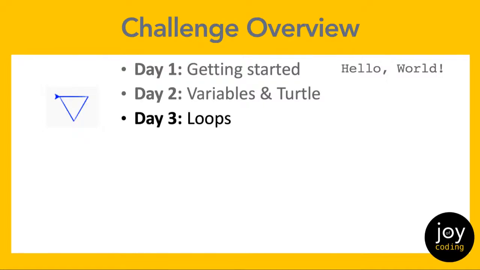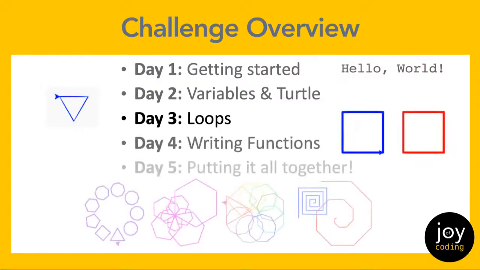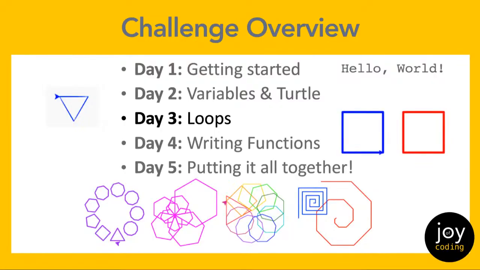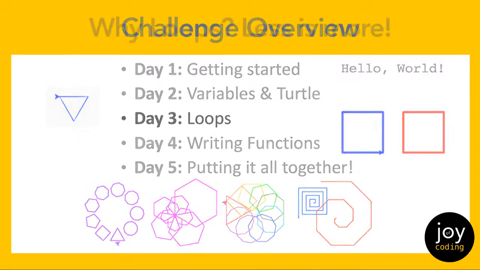Today, we're going to look at for loops and see how we can further improve our code from yesterday using those loops. Then, tomorrow in day 4 and 5, we're going to look into writing functions and then finally putting it all together and draw some really cool shapes. Now let's look a little more deeply into how we can automate repetitive tasks with for loops in Python.